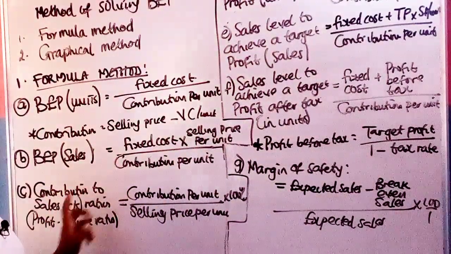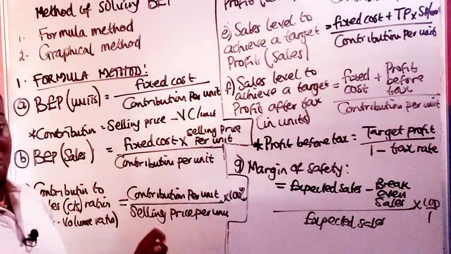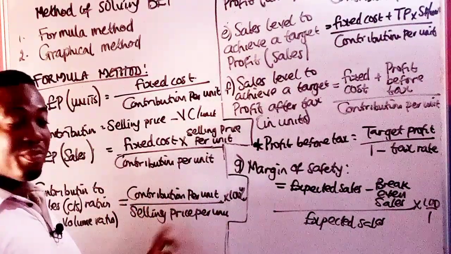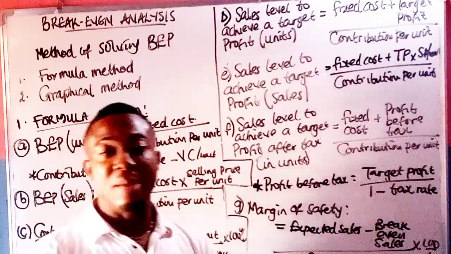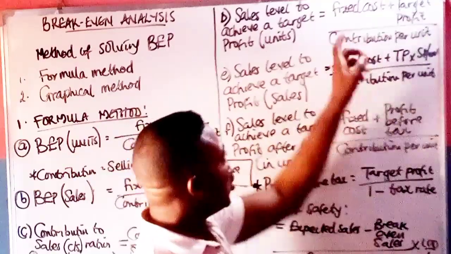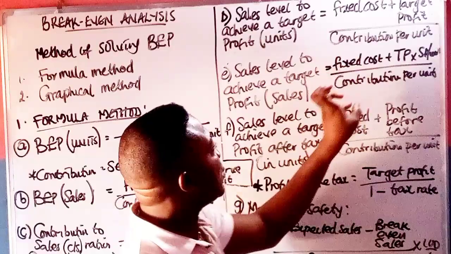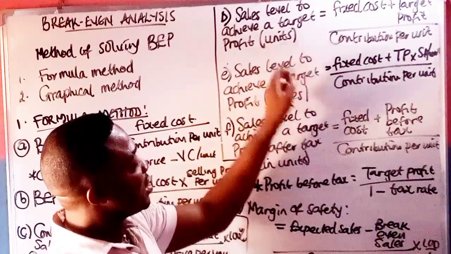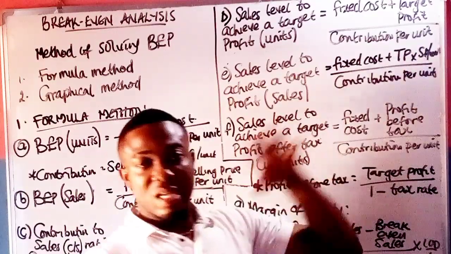Now, the contribution to sales ratio, which is also known as the profit volume ratio. In most questions, they might not say contribution to sales ratio. They might say the profit volume ratio. It is given as contribution per unit over selling price per unit times 100%. While the sales level to achieve a target profit in units: most times, a seller might want to achieve a target profit, so they want to know the level of sales for them to achieve that. So it is just the fixed cost plus the target profit, the profit you're looking at, divided by the contribution per unit. While the sales level to achieve a target profit in sales value, the previous one is in units, so it is still the same thing: the fixed cost plus the target profit over contribution per unit times the selling price per unit.